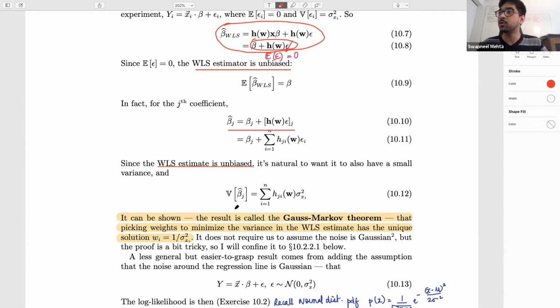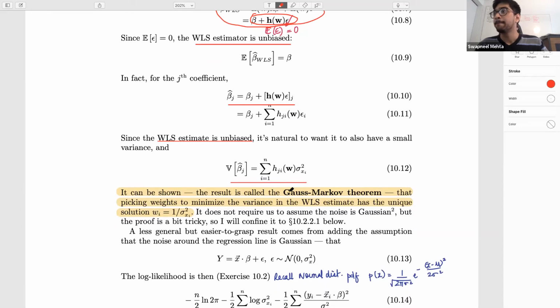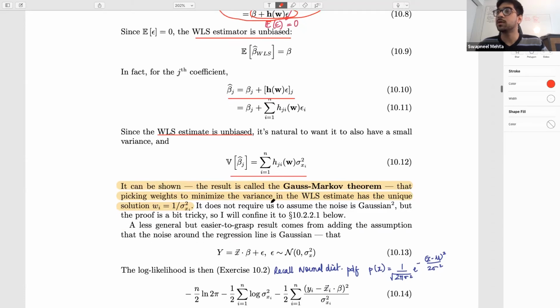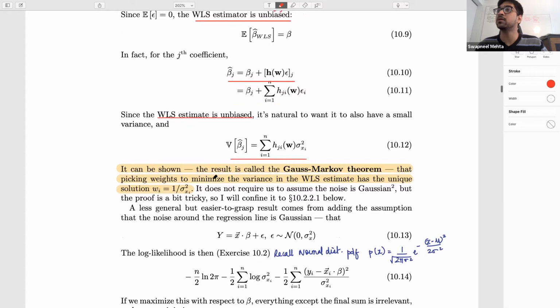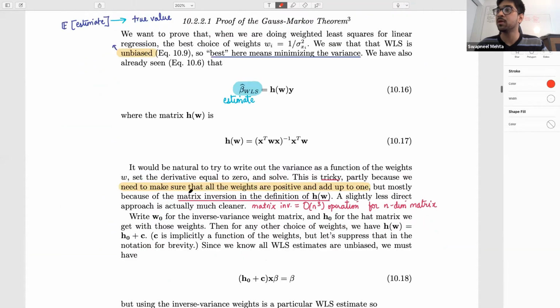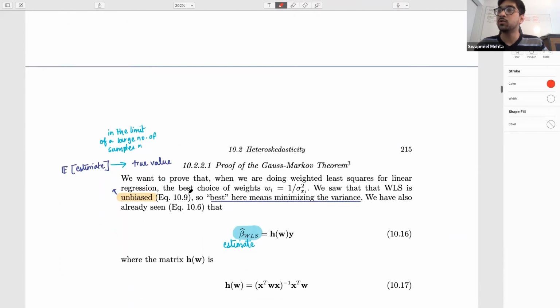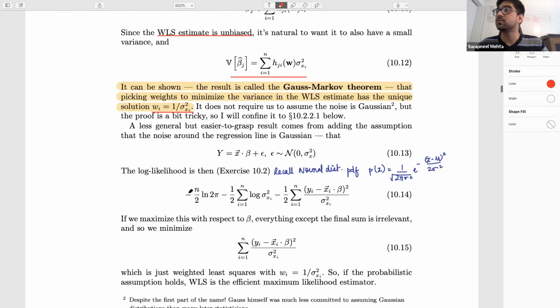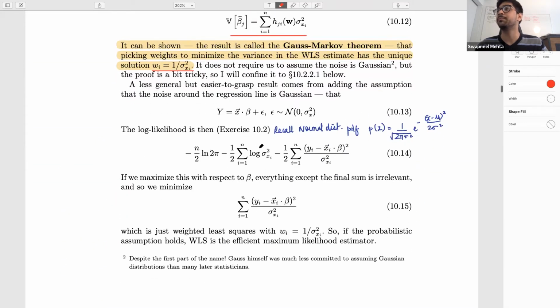So we want it to have a small variance, and we obtain an equation for the variance using which, according to the Gauss-Markov theorem, we can find the optimal weights that has the unique solution, Wi is equal to 1 by sigma square xi. And he does give us the math for the Gauss-Markov theorem, but I don't want to get into it in the interest of confusing the others and also time.